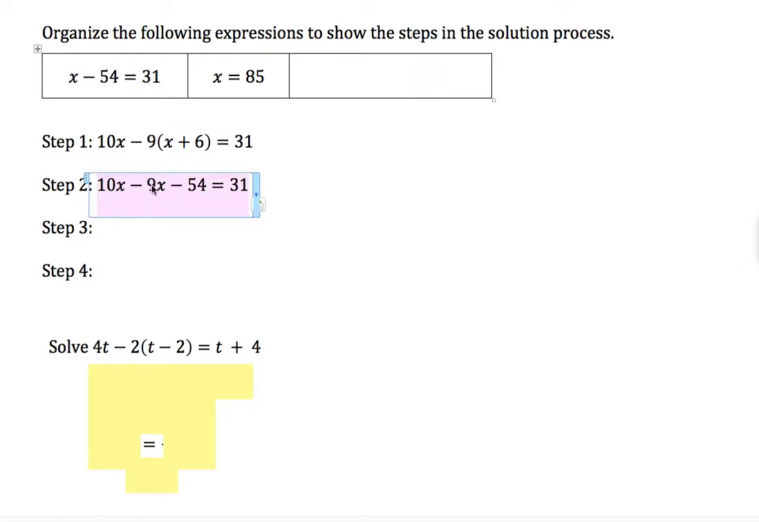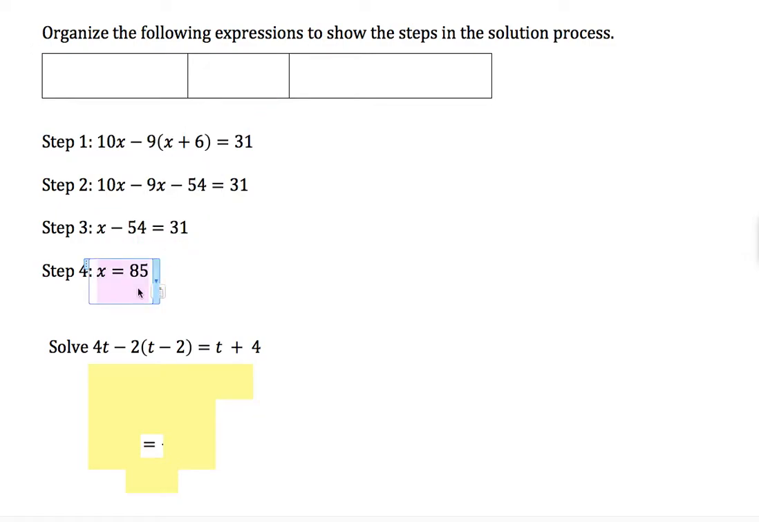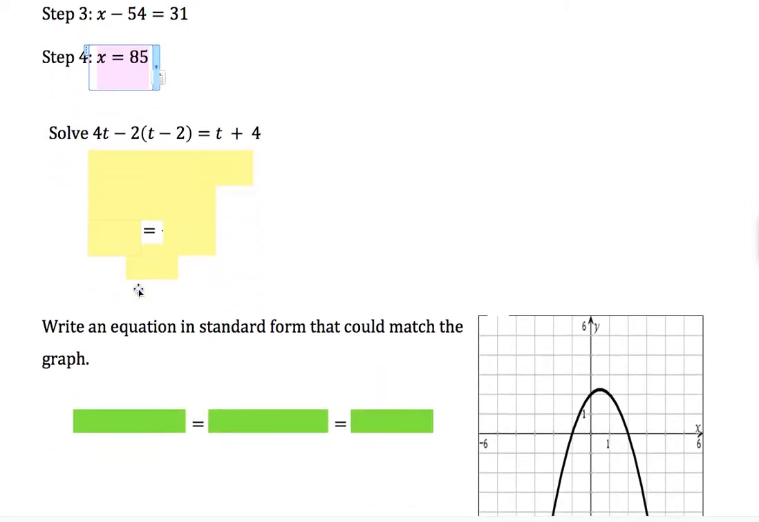And then once I do that, I can combine like terms. So this 10x minus 9x will combine. That looks like what they did here. So this would be the 3rd step. And then the 4th step is just getting your answer right there.